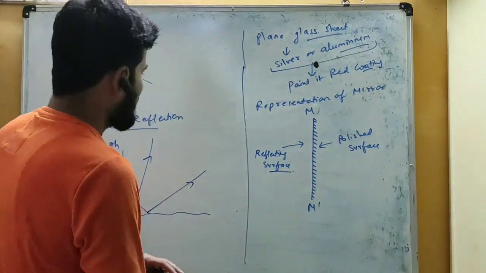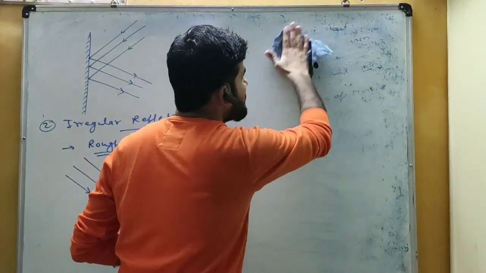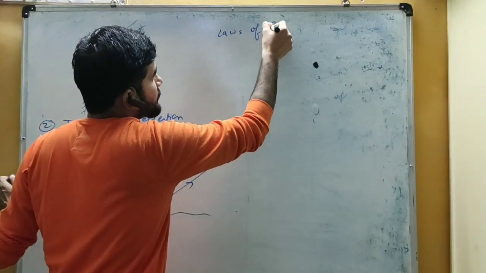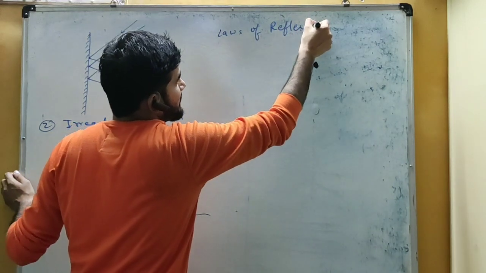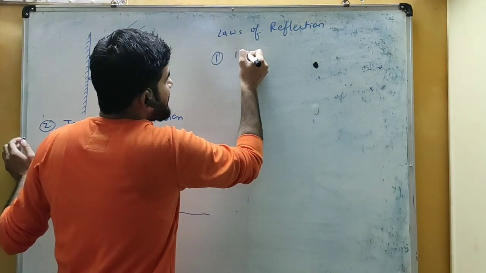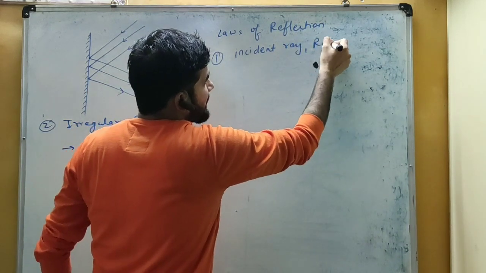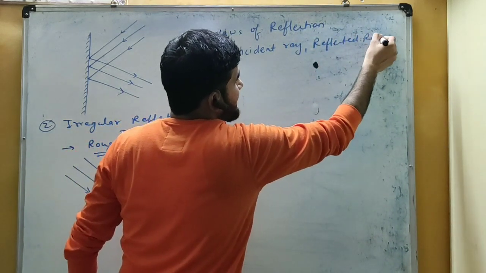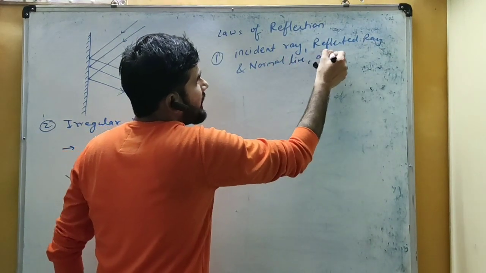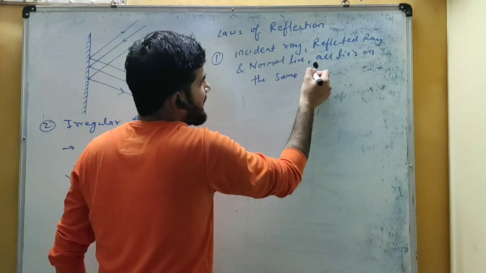Okay, now here in the series of this reflection, one more important topic we have in class 10, that is very important, that is the laws of reflection. What is the first law? The first law states that whenever the light ray falls on a surface, then the incident ray, reflected ray, and the normal line all lie on the same plane.